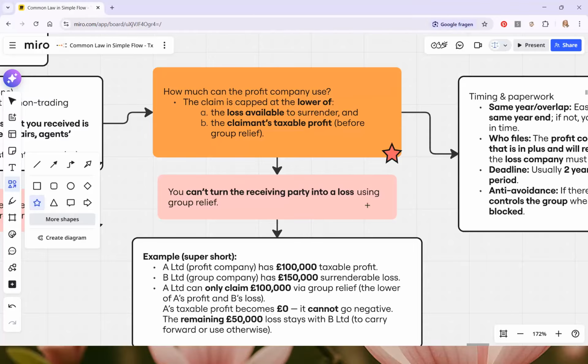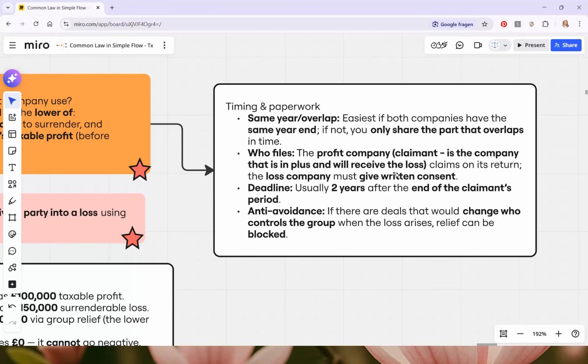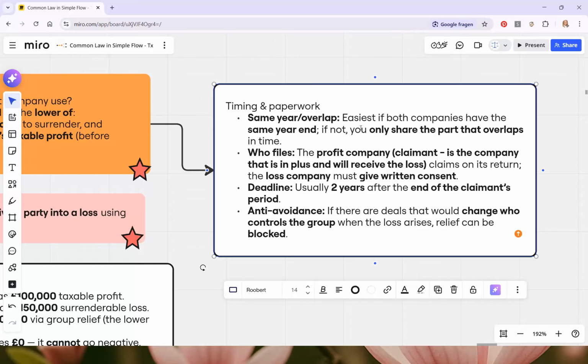So let's highlight it once again. Timing and paperwork: same year overlap, easiest if both companies have the same year end. If not, you only share the part that overlaps the time. Then, who files? The profit company, the claimant, is the company that is in plus and will receive the loss. It claims on its return. The loss company must give return consent. The loss company should give a written consent.